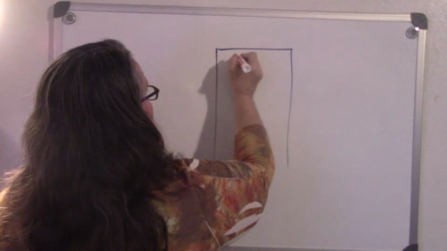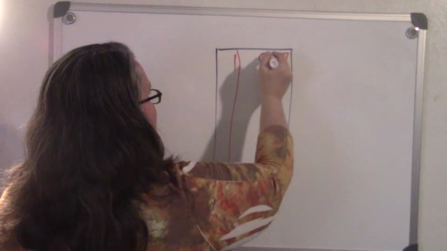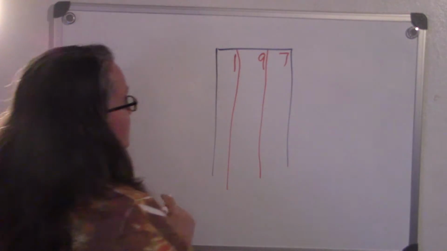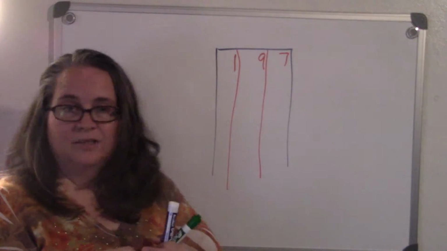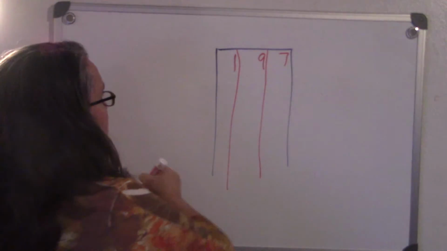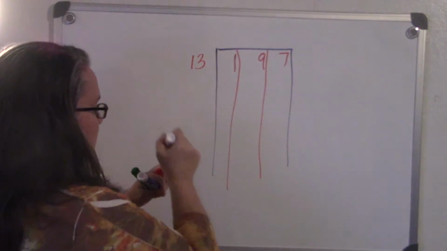I'm going to do 197, and now I'm going to draw my lines as close to my numbers as possible, just in case I have to put numbers in. And I'm going to divide that by 13. So I'm going to put the 13 here so we can see all my numbers.